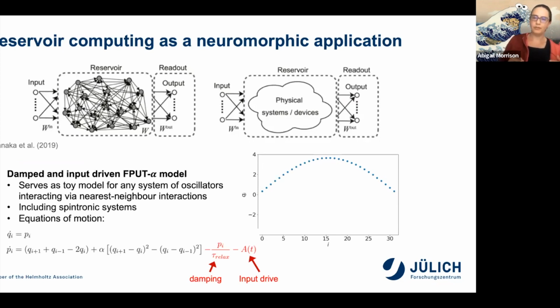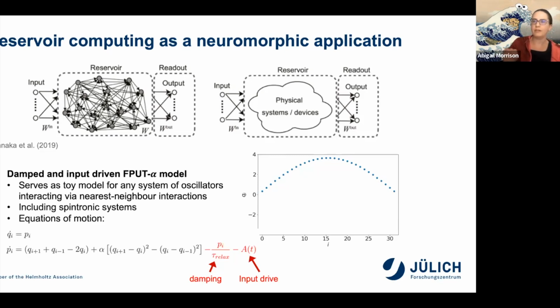So to investigate the possibility of this, we are in collaboration with some people who work, I'll show you their pictures later, with spintronic systems. We've been looking at the damped and input-driven Fermi-Pasta-Ulam model. What's nice about this is that it can serve as a toy model for any system of oscillators where you've just got nearest neighbor interactions.